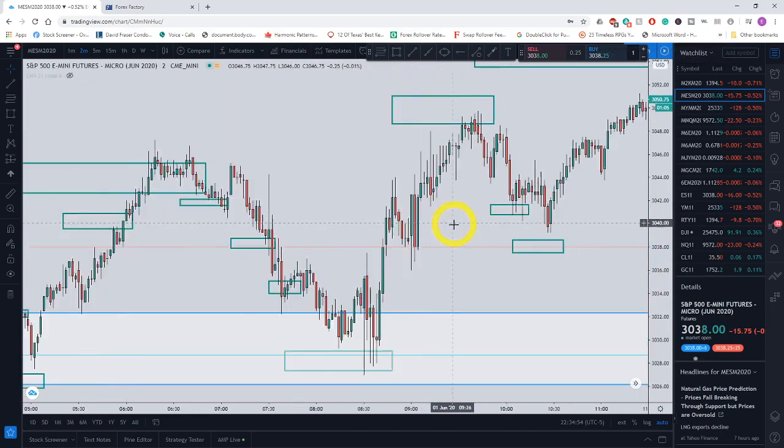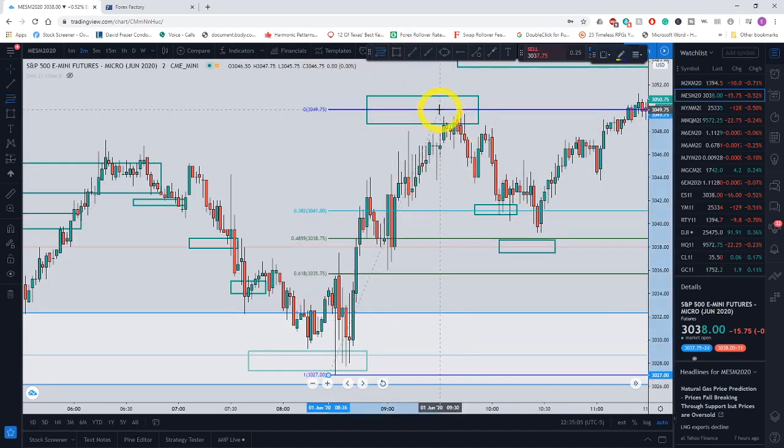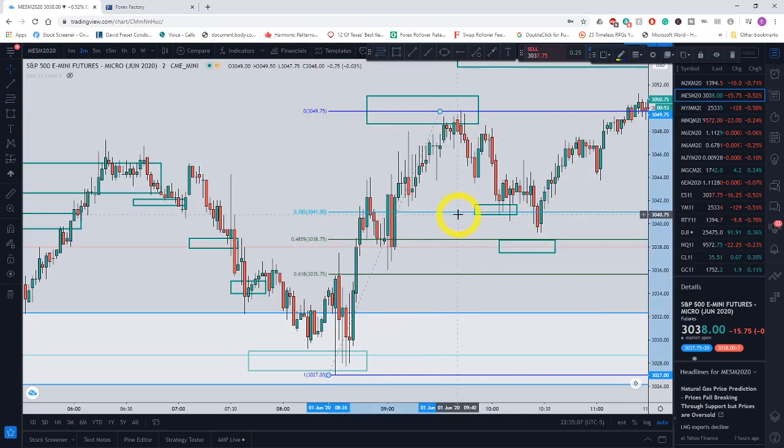What I'm looking for are these price movements, these two-legged moves: coming down once, up, then a second move down right here to 1.272 to 1.414. What I'm looking for is for those to come somewhere in between the 38.2 and the 61.8% trade.